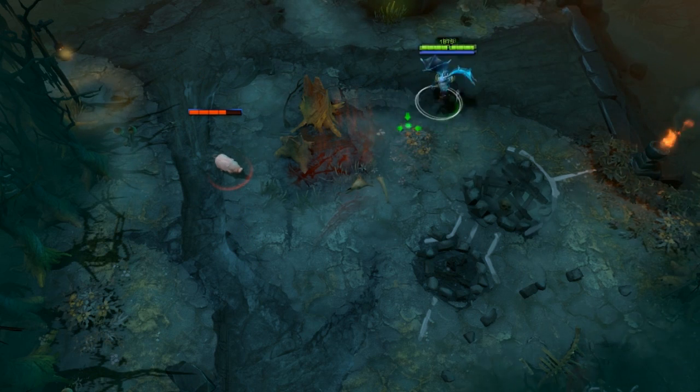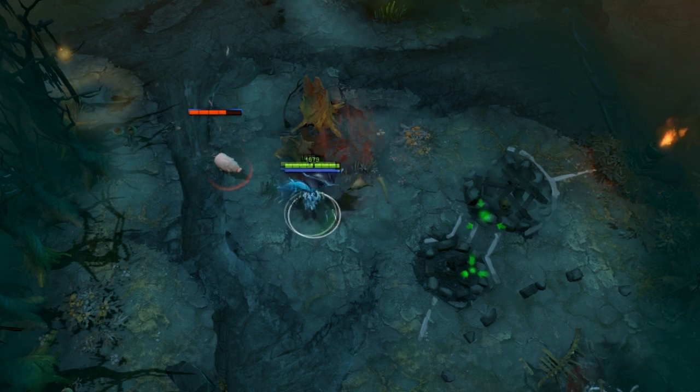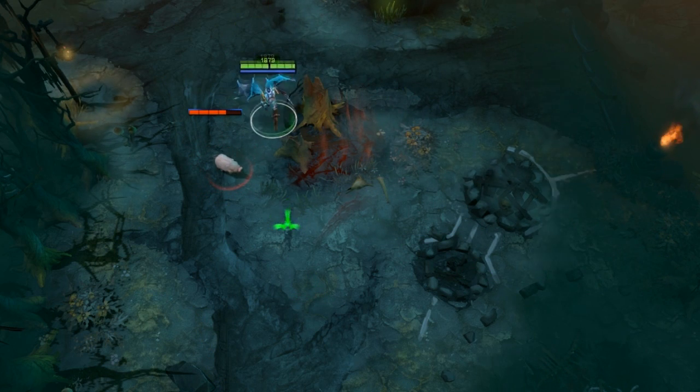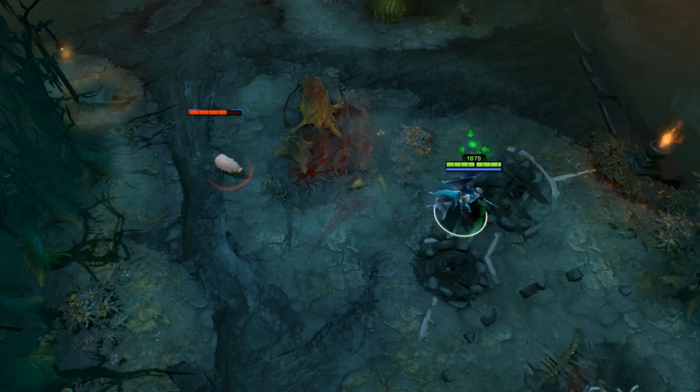For example, you could click a Guinsoo's on someone and shift queue an attack order on them, so that your hero will start to attack them the moment that Guinsoo's goes off.